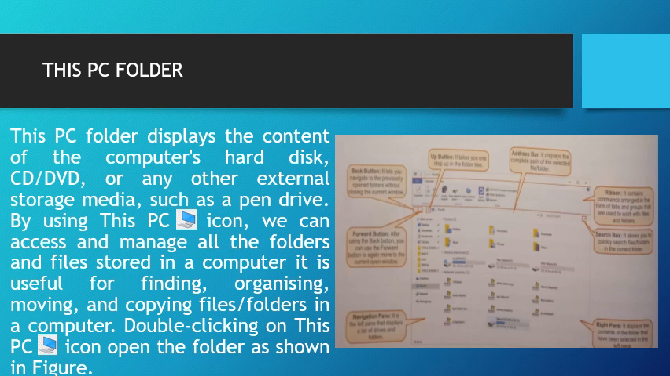We know that anything stored inside the computer is in the form of files and folders. Later we are going to discuss files and folders, but let's know this much only, that anything which we can store in a computer is in the form of files and folders, and this PC folder displays the content of the computer's hard disk. Our computer has a hard disk, and it displays all the contents of the hard disk.